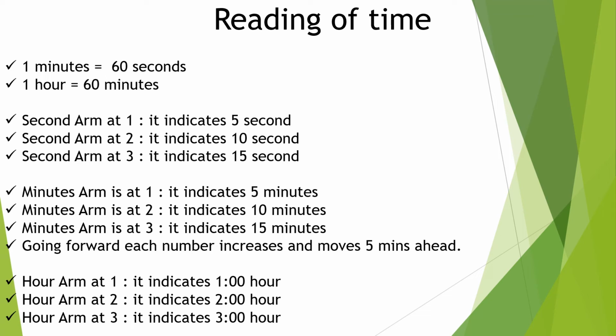Minutes arm is at 1, it indicates 5 minutes. Minutes arm is at 2, it indicates 10 minutes. Minutes arm is at 3, it indicates 15 minutes. Going forward, each number increases and moves 5 minutes ahead. Hours arm at 1 indicates 1 hour. Hours arm at 2 indicates 2 hours. Hours arm at 3 indicates 3 hours. So this was reading of time. In next slide, we are going to see one example of reading of time. So let's move on to next slide and look at our example.